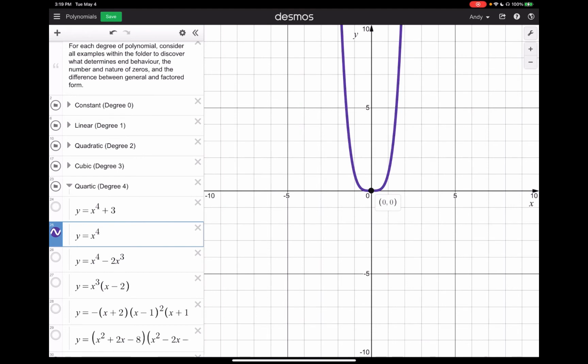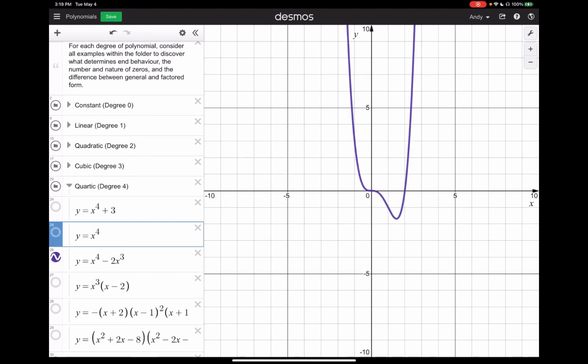It is possible to have, let me just hide the previous one, 2 zeros. So this one is a triple zero. Let me just replace this with the black graph. This is in factored form. This triple zero, because it's an odd multiplicity, means that the graph crosses the x-axis at x equals 0. And x minus 2 as a single factor means that at x equals plus 2, we cross the x-axis. So in any case, just 2 zeros there.